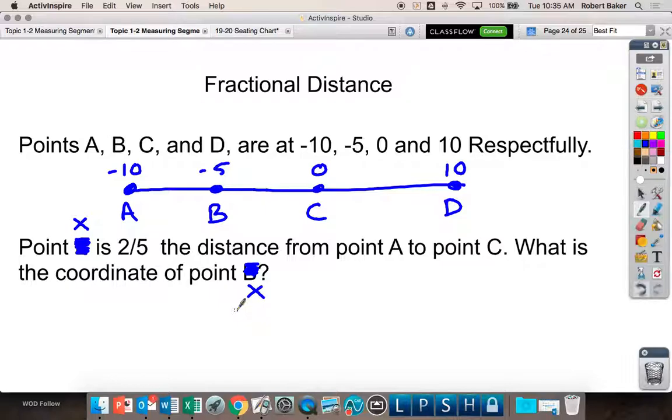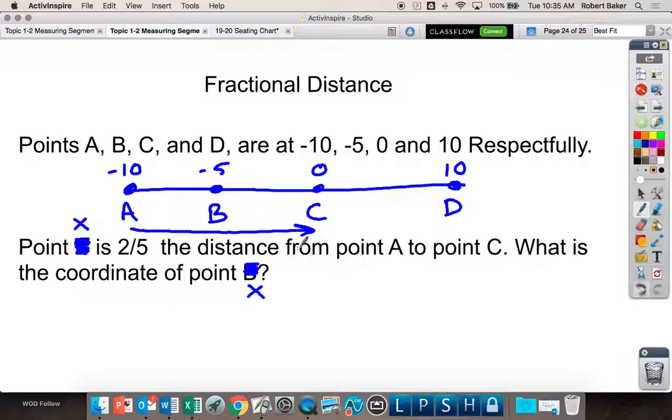Cool. So it says point X is 2/5 the distance from A to C. So point X is 2/5 the distance from here, negative 6, to here. Does that kind of make sense? Yes. It is 2/5 the distance from A to C. Is that the same thing as saying 2/5 the distance from C to A? No, it's not. So direction matters here.